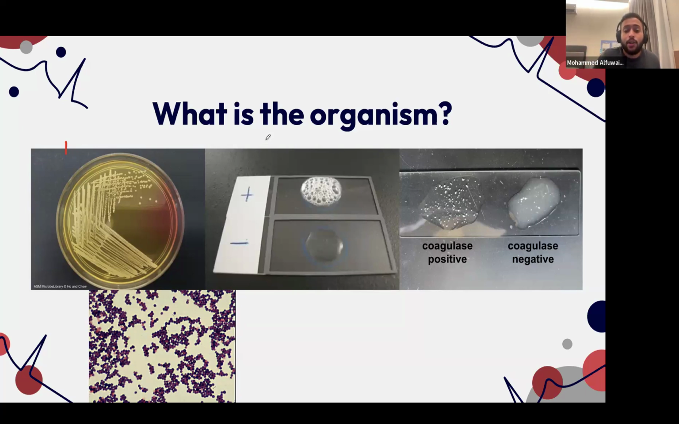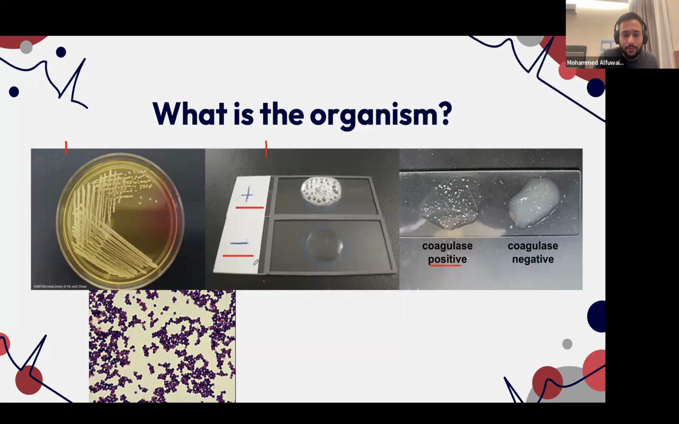Okay. What is this test? Catalase. Is Staph aureus positive or negative? Positive. How about this? Which one is Staph aureus? Coagulase positive or coagulase negative? Positive. Good. And they are gram-positive cocci in clusters. Okay. You guys need to remember these virulence factors. They are very high yield.